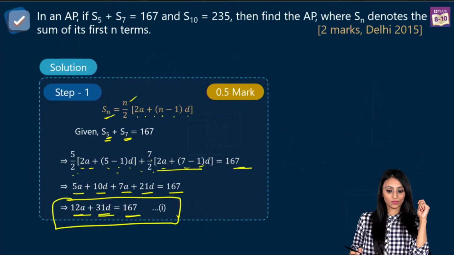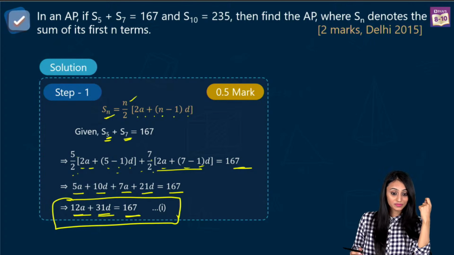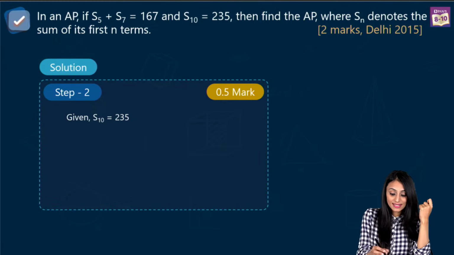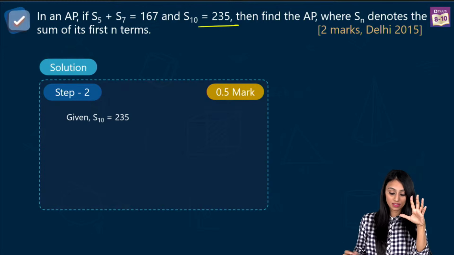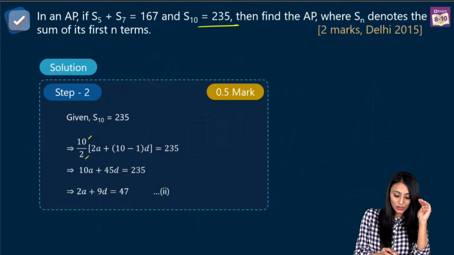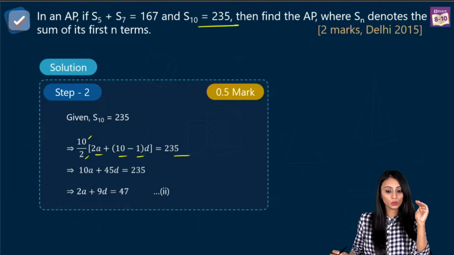Alright. Wow, Rashi has given the answer also. Great. Rashi, good speed. Now the question says S10 is 235. Again, I do not know the first term and the common difference. Again, using the formula, I'll put n only, which is 10. 10 by 2, 2a plus 10 minus 1 d equal to 235.